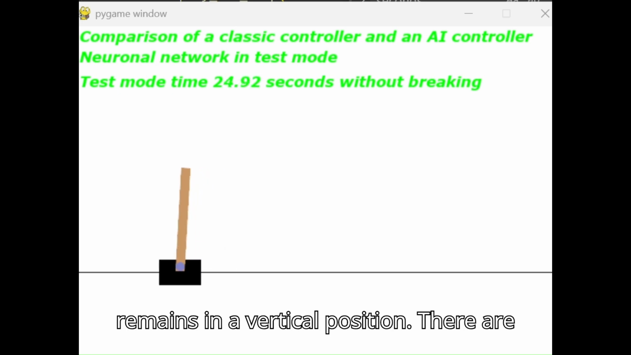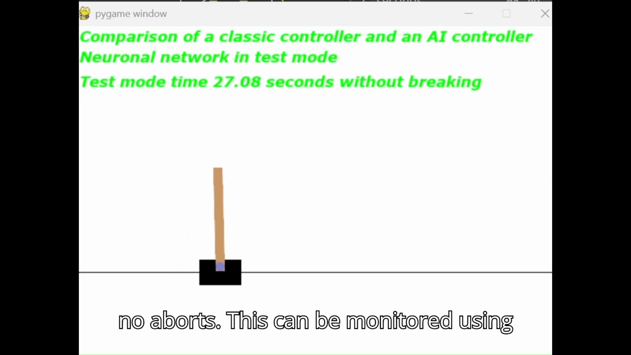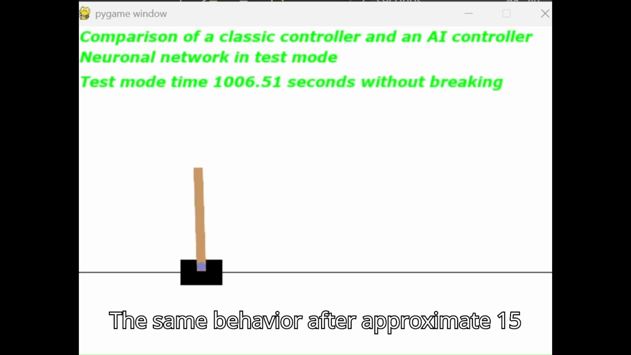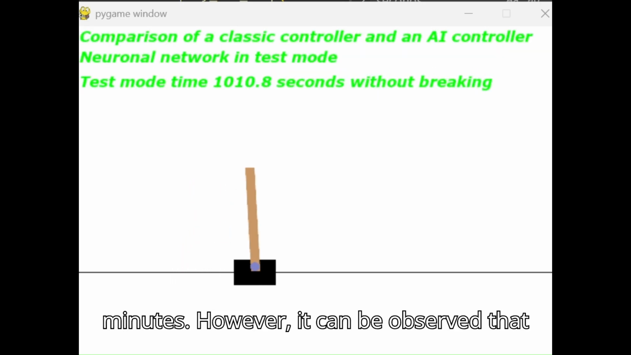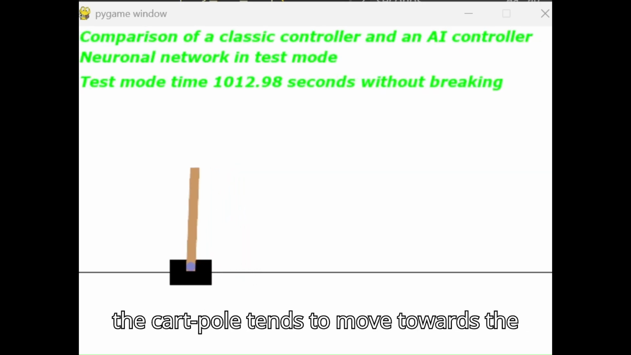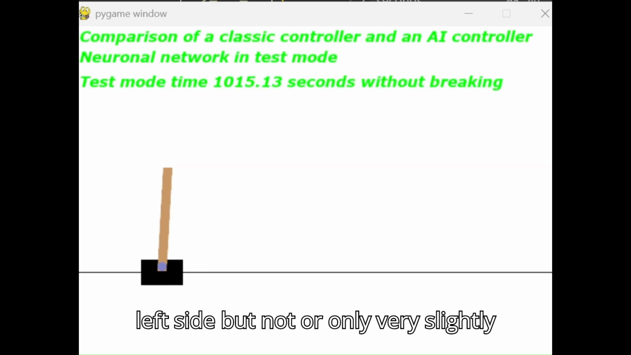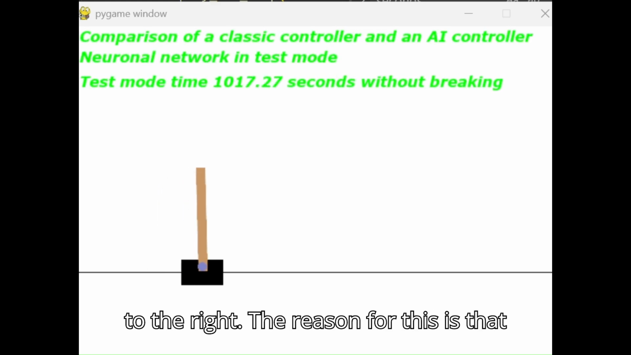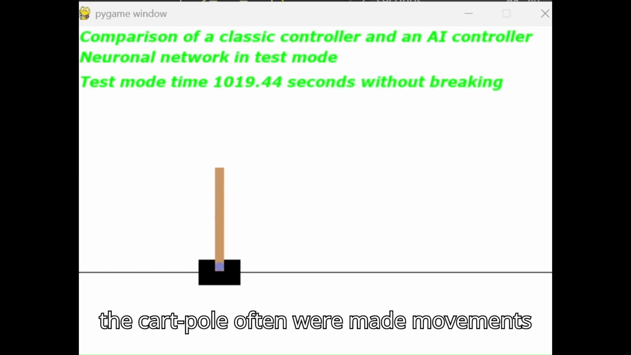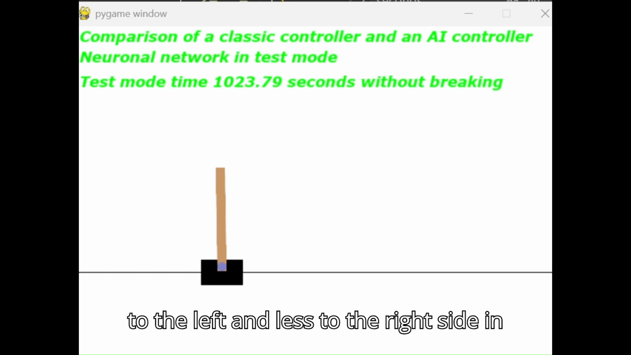The pole remains in a vertical position. There are no aborts. This can be monitored using the timer. The same behavior after approximately 15 minutes. However, it can be observed that the cart pole tends to move towards the left side but not or only very slightly to the right. The reason for this is that more movements to the left and fewer to the right side were made in training mode.